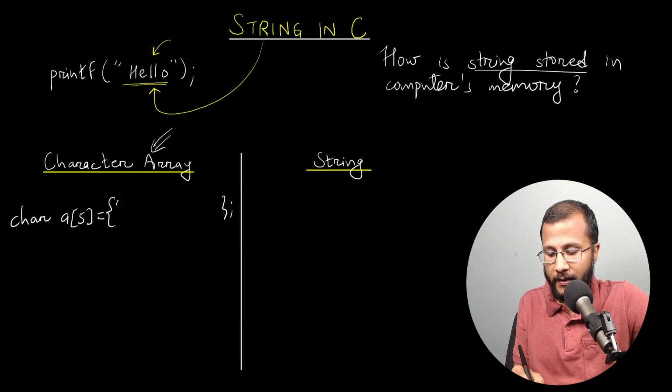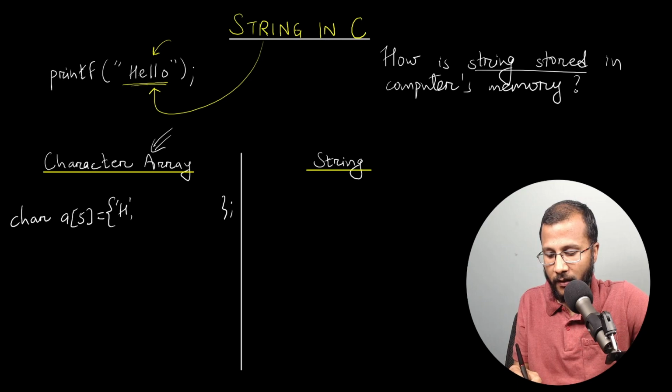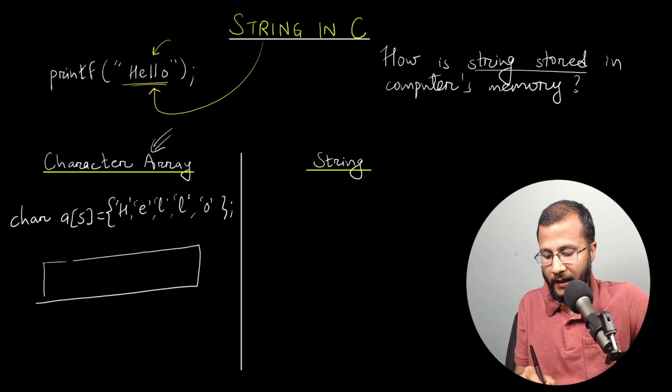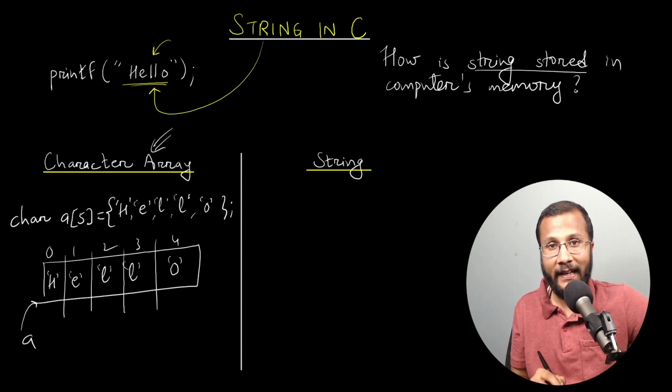Now each character is presented here, and each character is enclosed in single quotes: 'H', comma, the first character is H, the second character is E, the third character is L, the fourth character is L, and the last character is O. Now this is my character array. Inside the computer's memory, it will be stored starting from index 0: index 0, index 1, index 2, index 3, and index 4. This character array is represented by the name A, and it has 5 indexes from index 0 to index 4. H is stored at index 0, E at index 1, L at index 2, L at index 3, and finally O at index 4.